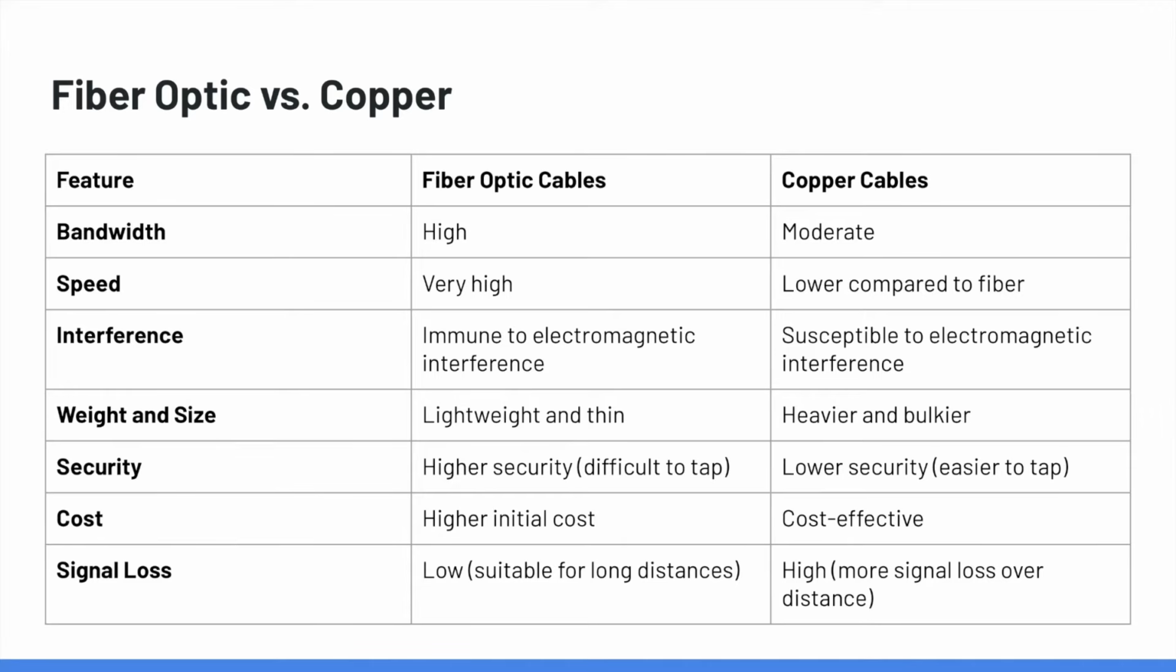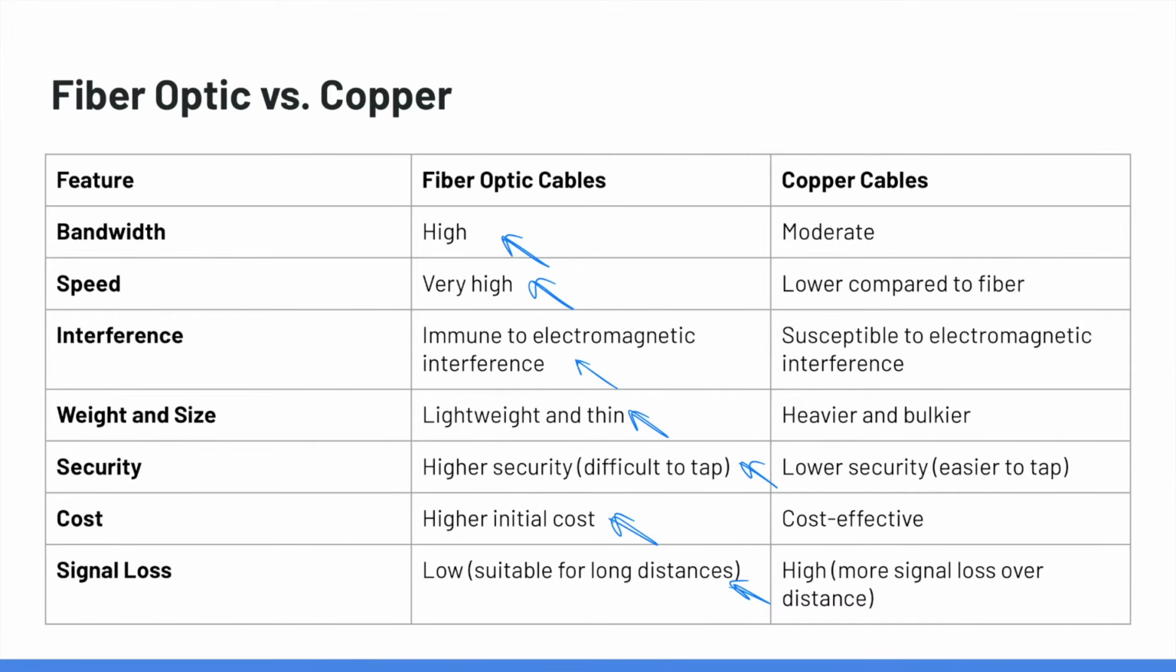So if we end up comparing the two, fiber optic allows us to transmit at a higher bandwidth, transmit data at a higher speed. It's immune to electromagnetic interference. It's lighter and thinner than copper cables. It's higher security, but it's more expensive. However, it is better for long distances.